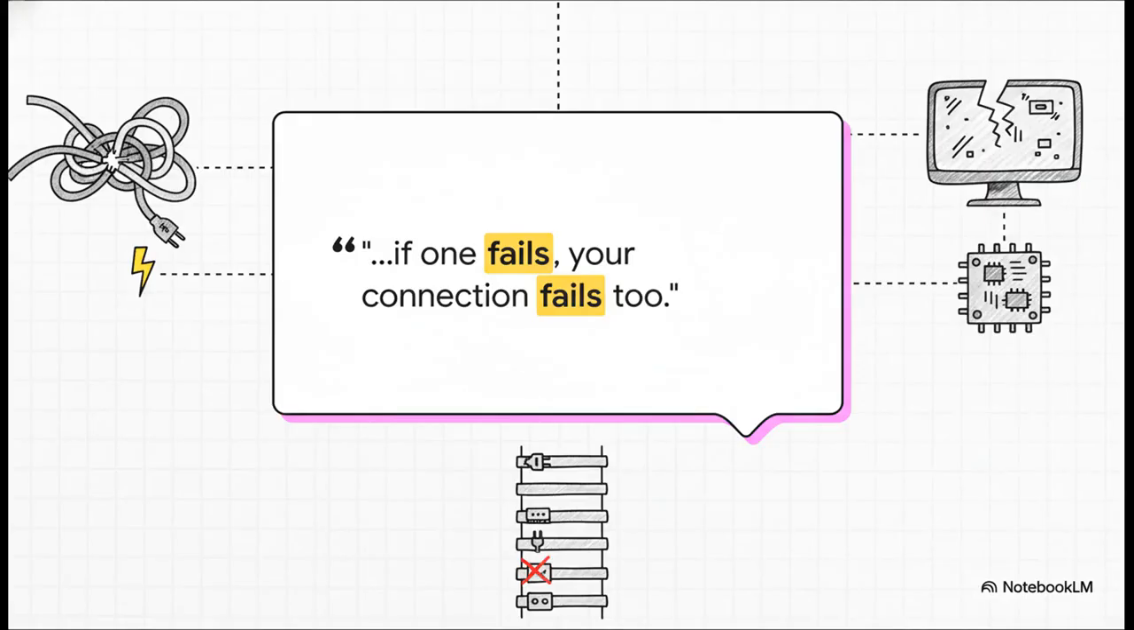The logic here is just simple and totally unforgiving. As our source material puts it, and you can't say it any clearer than this, if one layer fails, your connection fails too. A bad cable down at the physical layer is just as fatal to your connection as a software bug way up at the application layer.